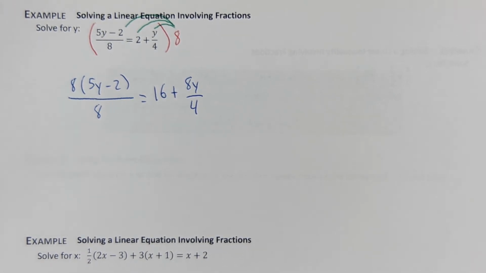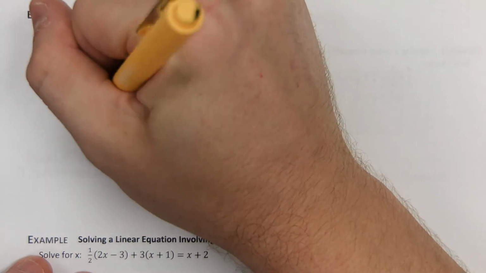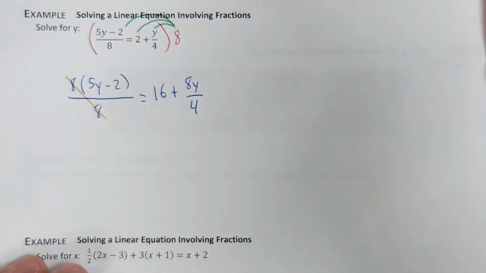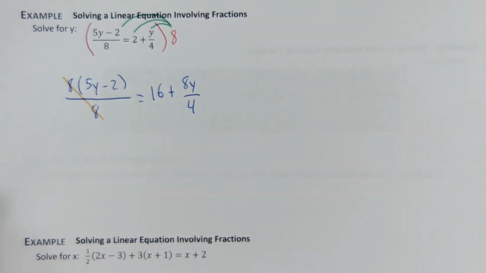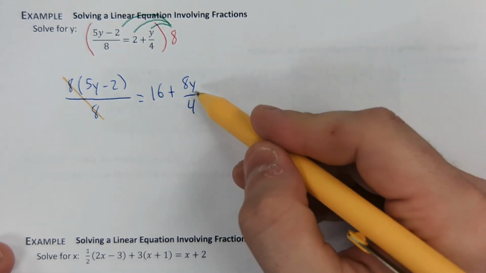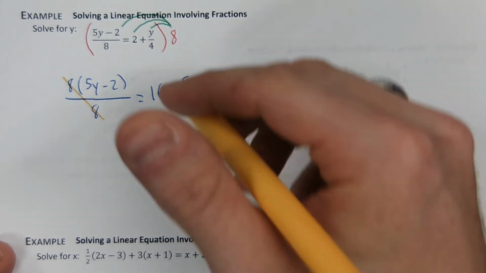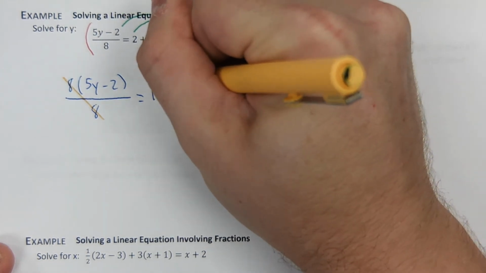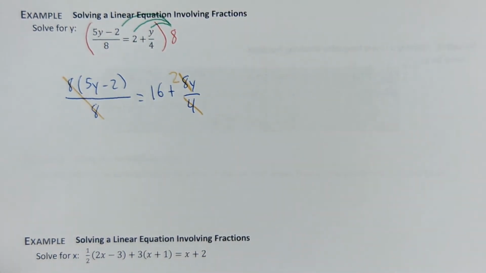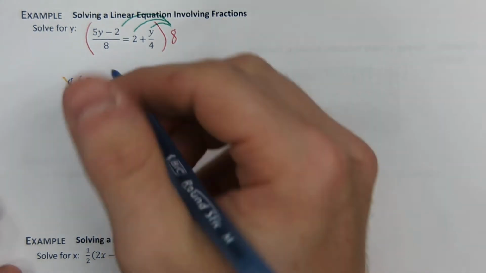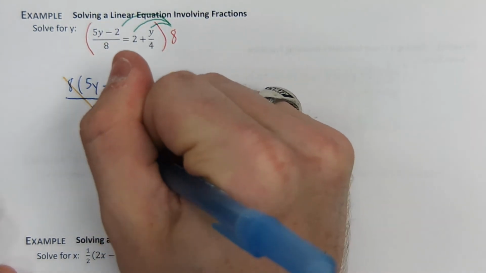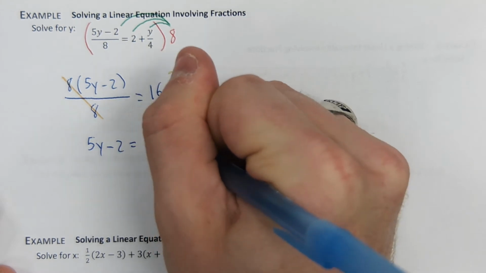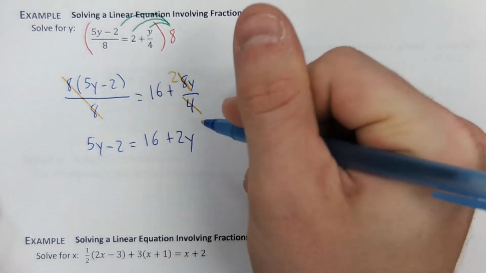Okay? Now it's time to reduce our fractions. That way they go away. Well, 8 and 8 cancel because they're both 8. That makes life easy. One on top, one on bottom. And then over here, 8 divided by 4 is 2. So this 4 is gone. This 8 is replaced with a 2. Leaving me 5y minus 2 equals 16 plus 2y.